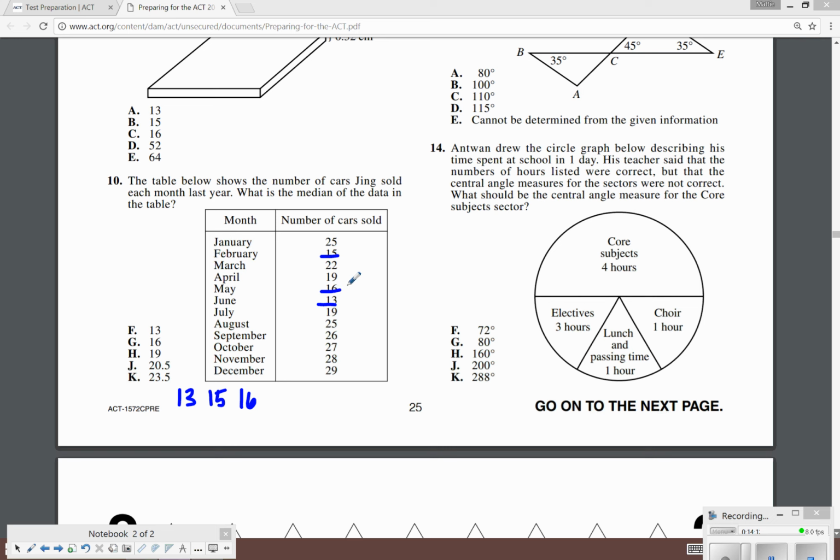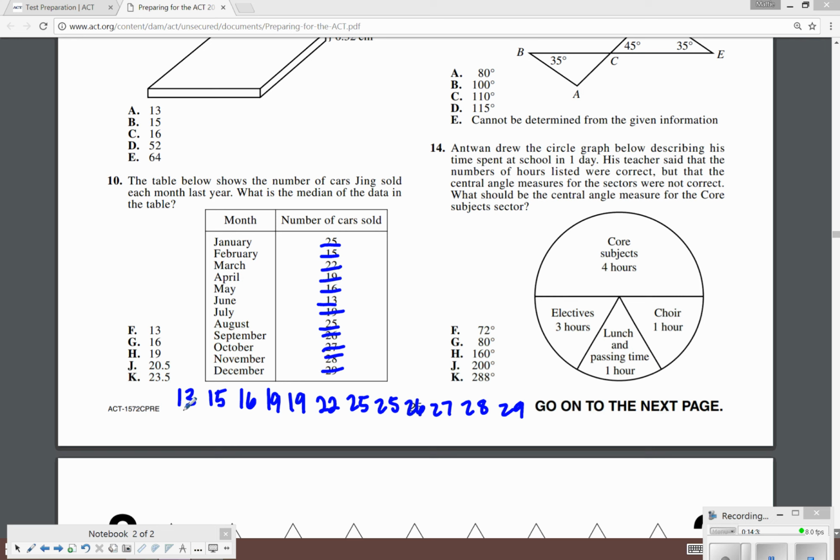16, 19, there's another 19, and then my next is going to be 22, and there are 2 25s. I have a 26, 27, 28, and 29. And now I want to find the middle of those.